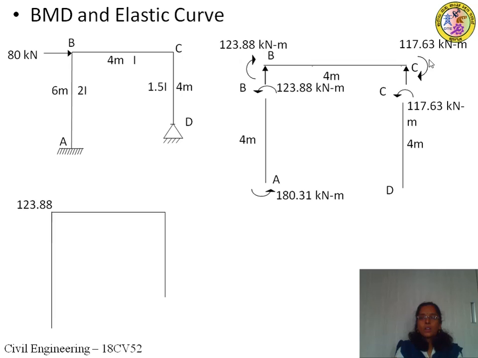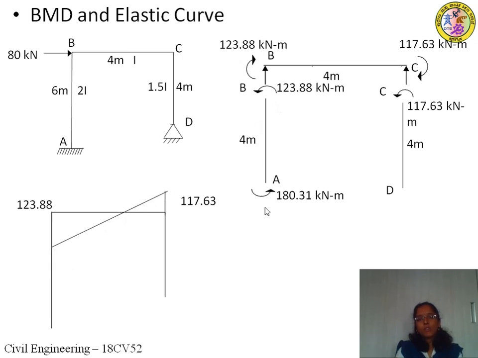Next, at C, this moment, the direction of thumb is towards upward of BC member. So mark it above this baseline for 117.63. Now we will join these 2 points, okay. So that is the support moment diagram for BC member.